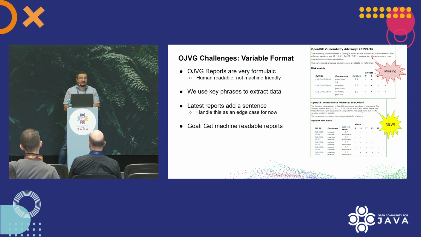So the other challenge that we face with this is it's formulaic, but not exactly the same. So we were using some keywords, right? It's very small text, but you might see here that it says, the affected versions are 22, 21.0.2, 17.0.10, 11.0.22, and 8U402.